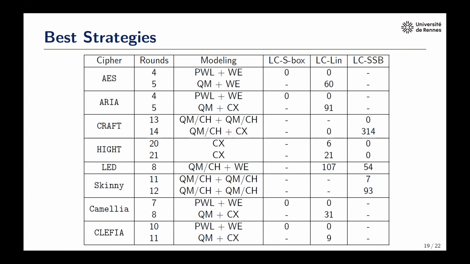And for Skinny, we used the QM modelization for the linear layer, but that's a particular case. It's because the matrix used in Skinny is a binary one, and so again it can be seen as a very small S-box. So it's better to directly add the constraints. I think what you want to do is not to add too many constraints. Thank you. I got it.